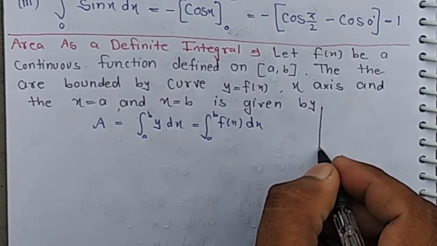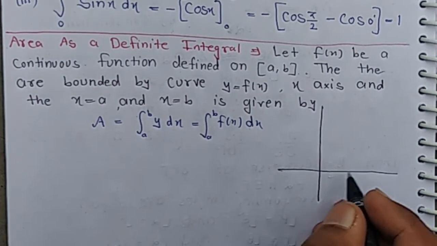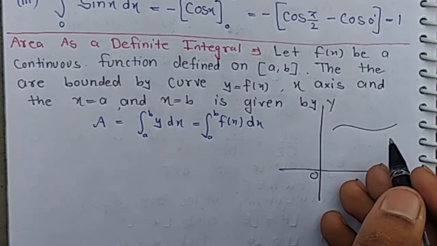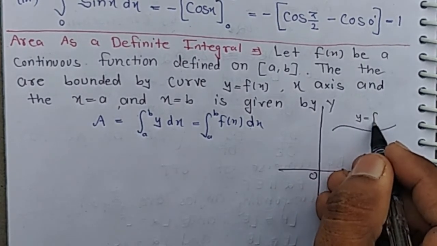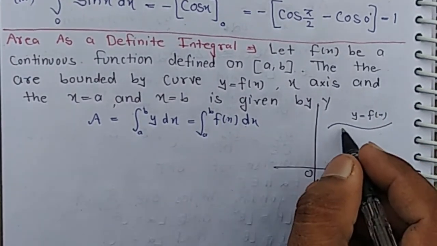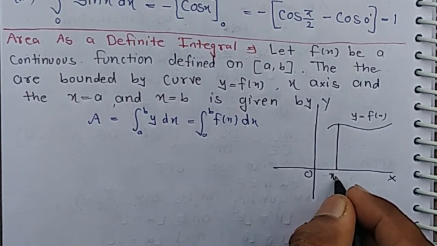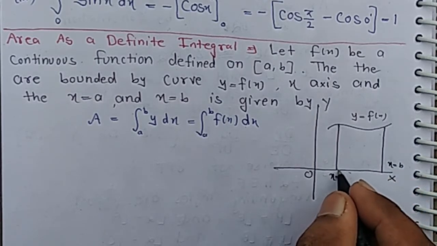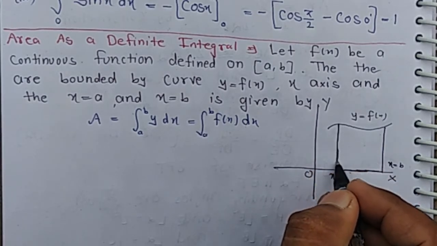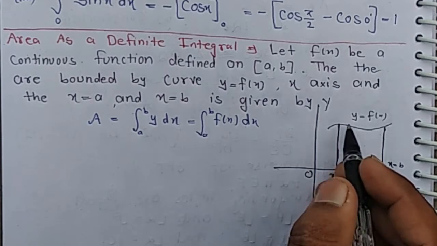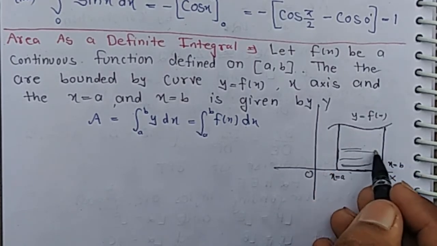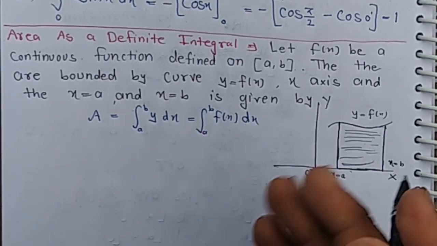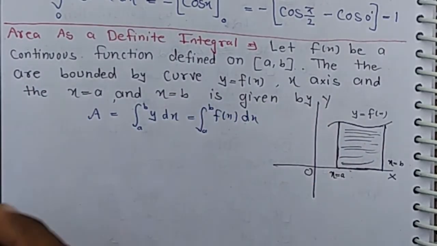That is, if it is OX, OY, and it is the curve y equal f(x), then the area bounded by x equal a, x equal b, the x-axis and y equal f(x), meaning this area, is given by A equal a to b y dx or a to b f(x) dx. It is the first formula.